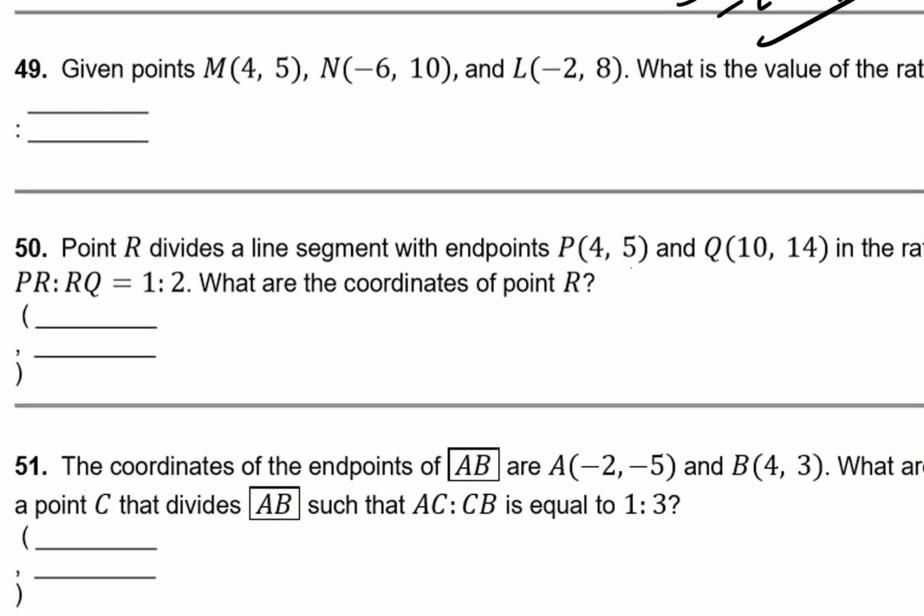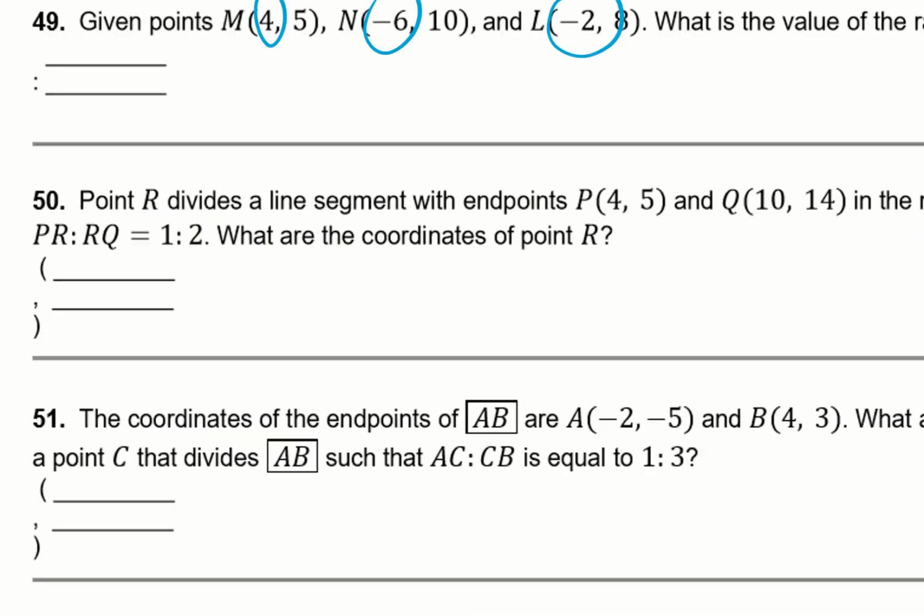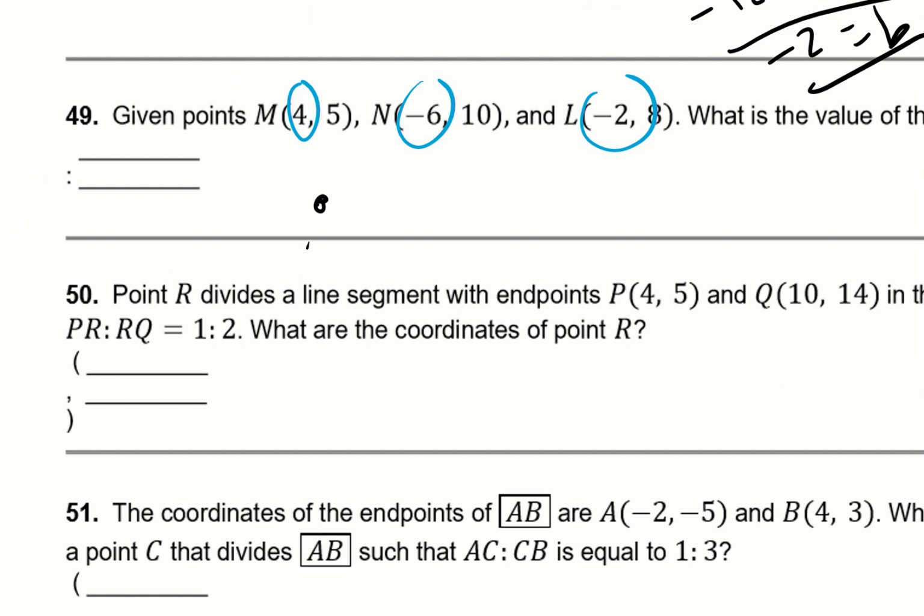So if I were to just look at the x dimension, and I can figure out the distance in the x. So let's go ahead, and we know that we have n, l, and then m, right? So we have n first, which is an x coordinate of negative 6.